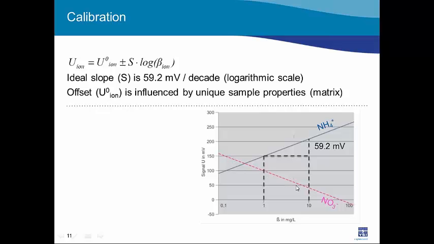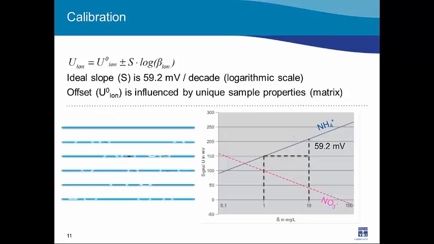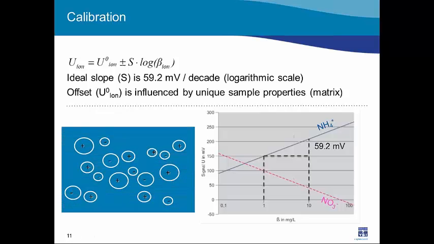The nitrate works the same way. It is also the same slope. It just goes in the other direction. Nitrate has a negative charge, and so it has a slope that is in the opposite direction of the ammonium.